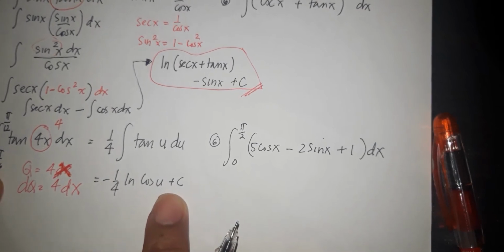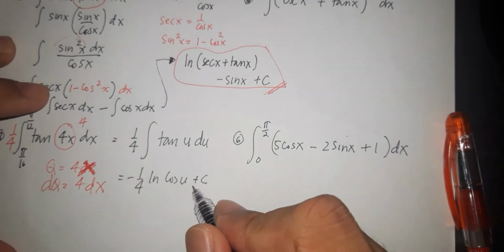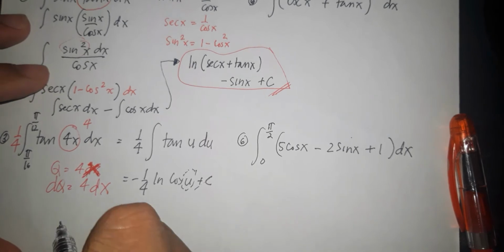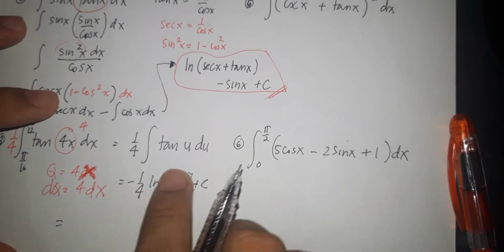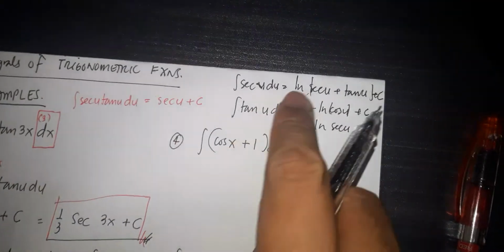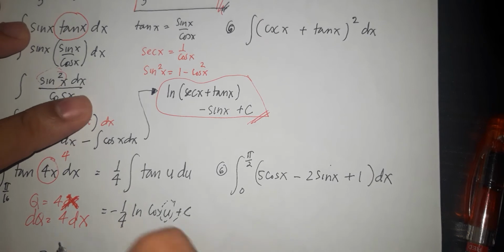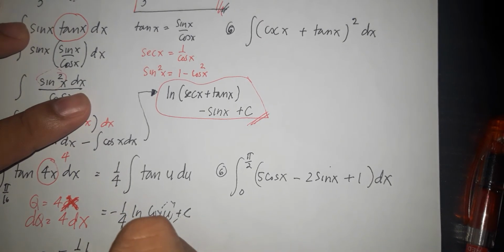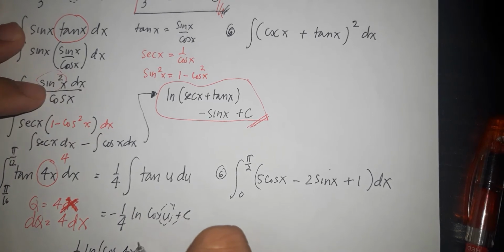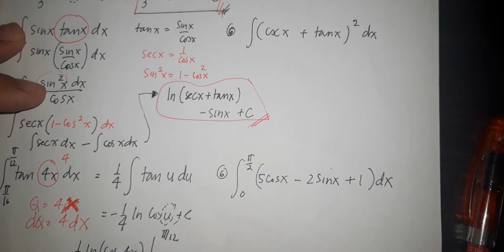But since definite pala tayo, meron tayong pi over 16 to pi over 12, hindi na tayo gagamit ng plus c. So babalik lang natin yung cosine. Negative to ha, kasi ang ginamit natin ay negative ln cosine u. So 1/4 times negative is negative 1/4 ln of cosine of u. So this is negative 1/4 ln of cosine of 4x from pi over 16 to pi over 12.